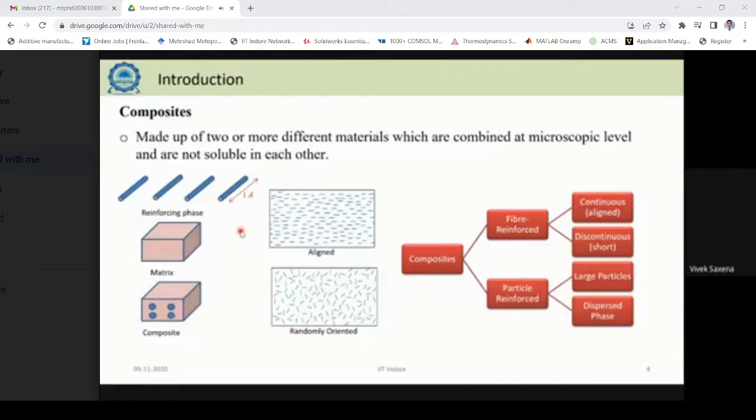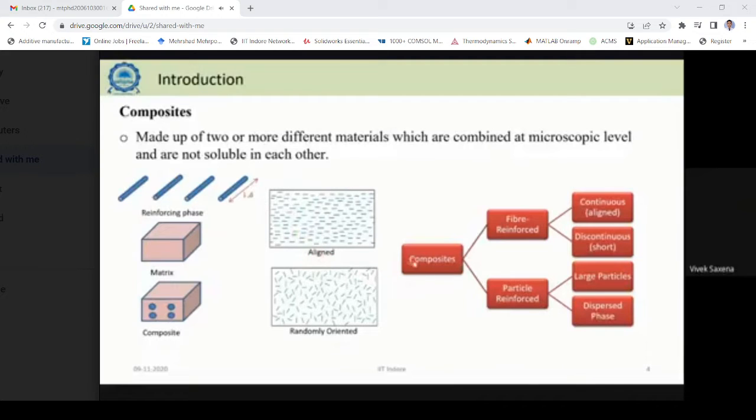So in case of composites, the first phase I would say is the reinforcing phase, which is embedded into the second phase or the main phase, which we call as the matrix, and together these two phases form the composite materials. Now, in case of this reinforcing phase, the orientation of this phase can be along the axis of the matrix or can be randomly oriented. So this is one of the classification.